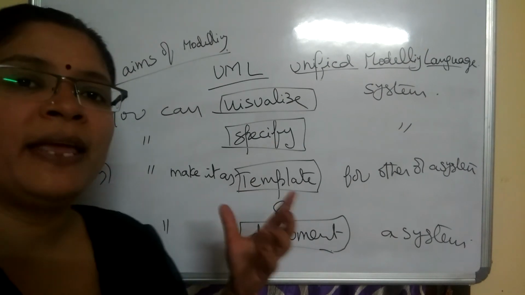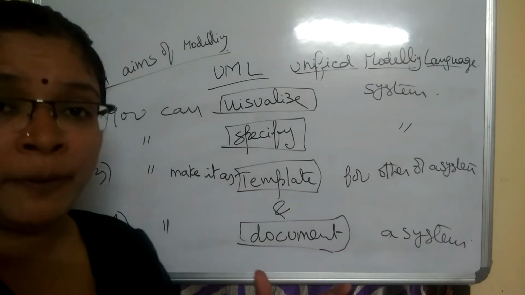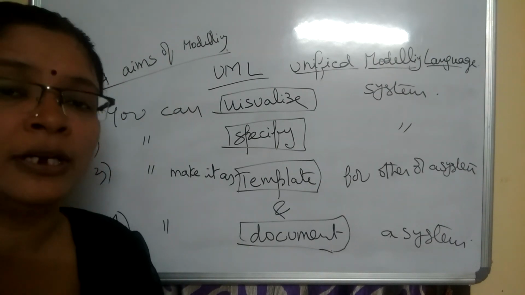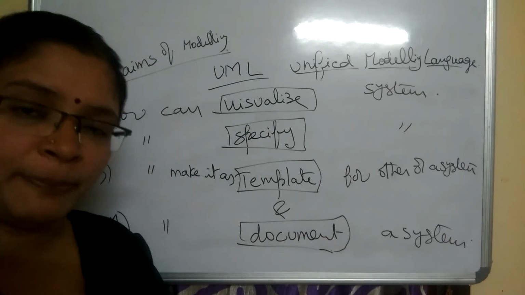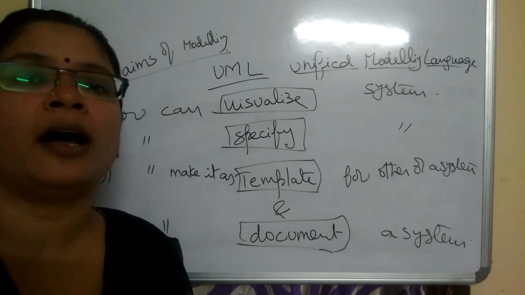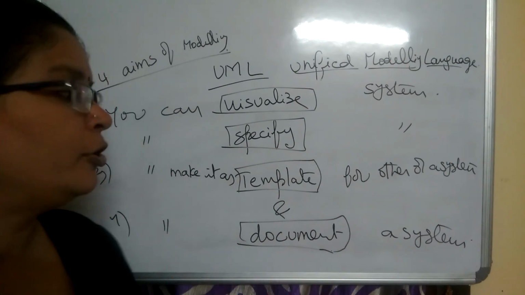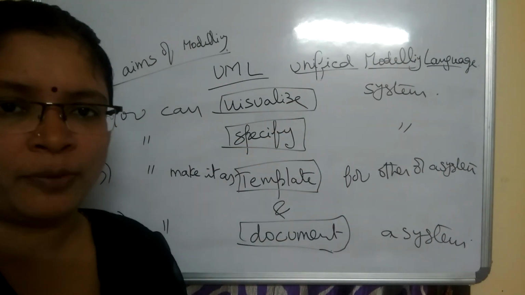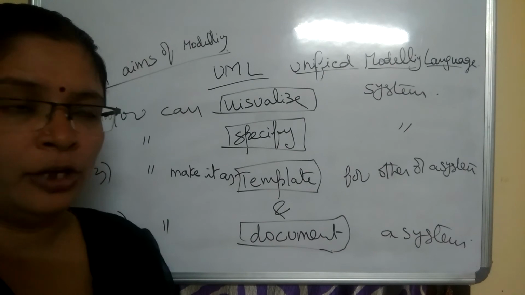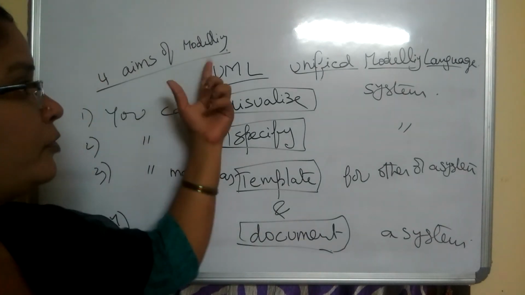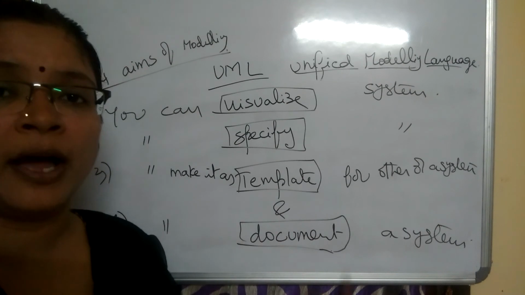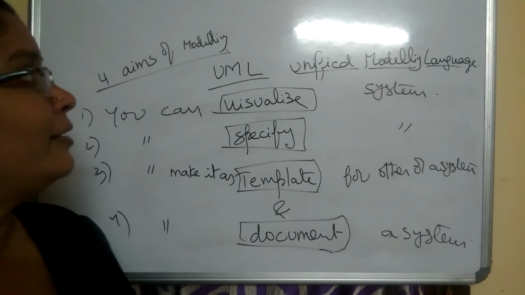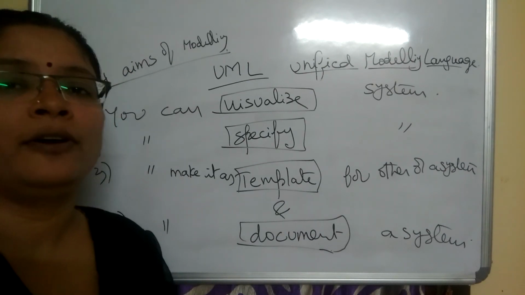And the next one, you can make it as a template for the developing of other systems also. So modeling of a system facilitates that you can make it a template for this particular system as well as a template for the other systems also. And the next one, documenting a system. Finally, after developing all the contents, you can document the system also, how it will be documented. Okay, so all these are considered as the 4 aims of the modeling, which are visualize, specify, template, and document the system. So these are the importance and aims of the modeling of the system.